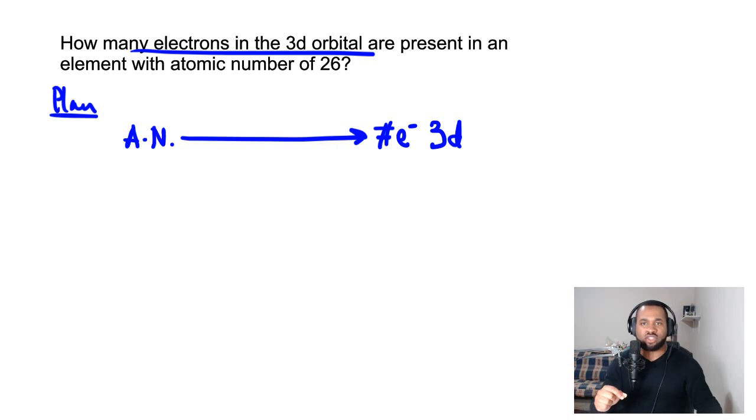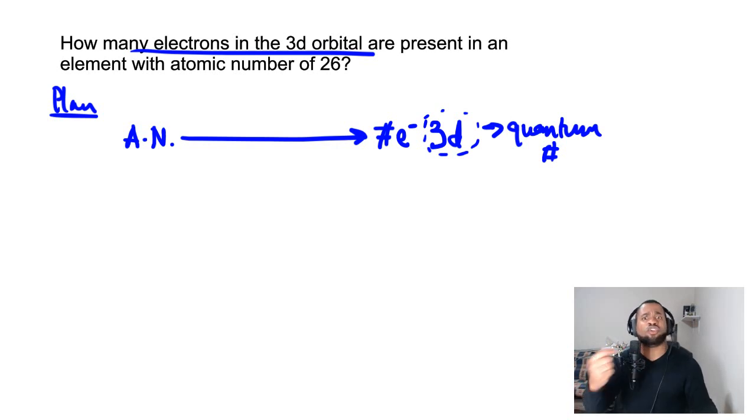When you say 3d, just know that we are dealing with quantum numbers. And dealing with quantum numbers, you need to take into consideration the energies, and also the shape, and also the orientations, and also finally the spin. So all these four quantum numbers, you need to consider in order for you to apply the atomic number to the number of electrons in a specific orbital.